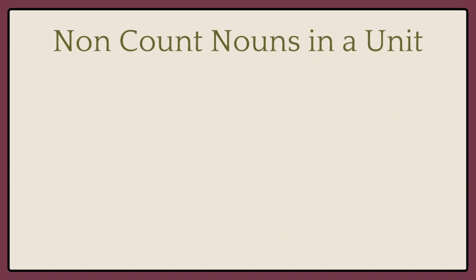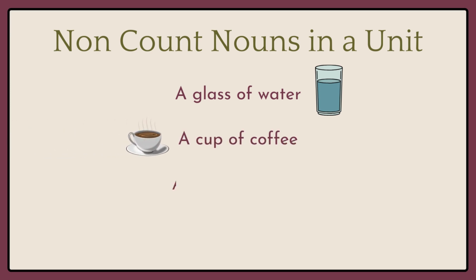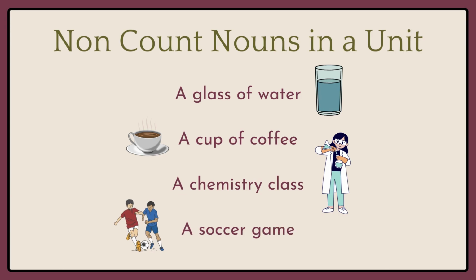One exception for non-count nouns, and this is usually for the very small non-count nouns or non-count nouns that are material, is that we can count them if they are grouped in a unit. For example, water is a non-count noun, but if I said a glass of water, then I am counting the glasses of water I have. And so it becomes a count noun. So I could say a cup of coffee, a chemistry class, a soccer game. This is the one exception when we can count non-count nouns, when they're in a unit.